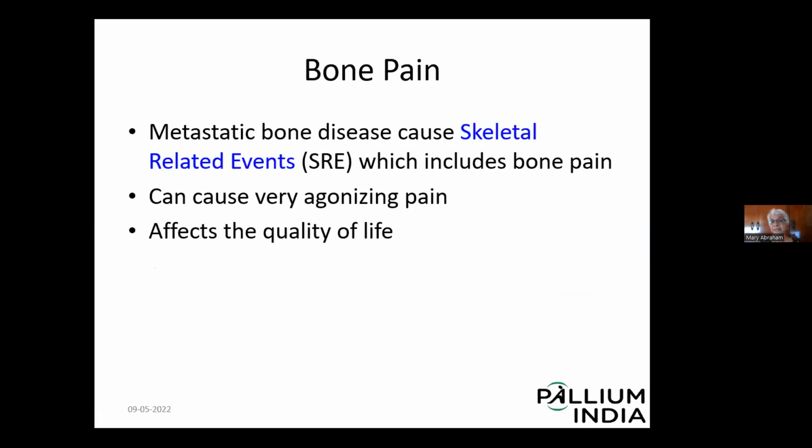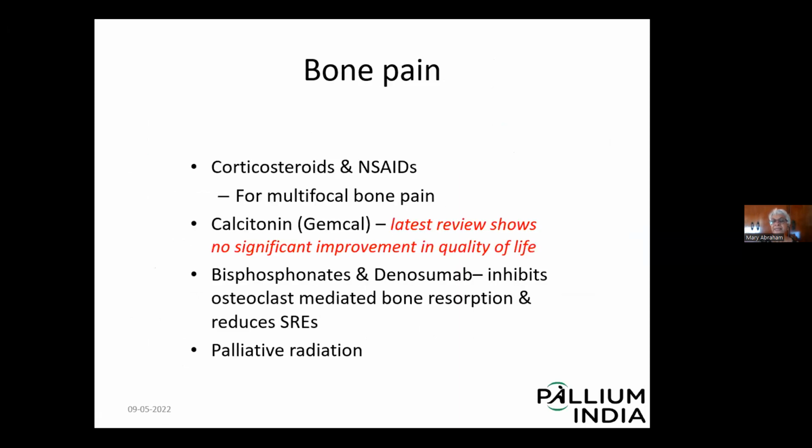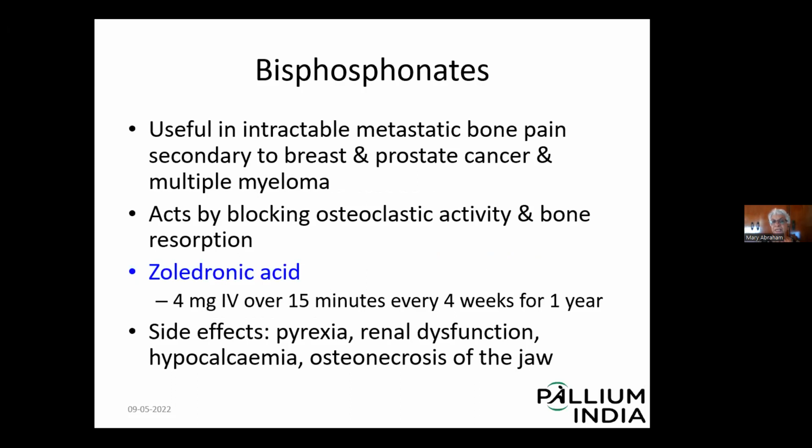For bone pain, it's used to treat the skeletal related events. They can be very agonizing. And the drugs used in treating the bone pain are corticosteroids, NSAIDs. Calcitonin has not been found to be that effective, but bisphosphonates, denosumab, and palliative radiation are also very effective. Bisphosphonates act by blocking the osteoclastic effect or the bone resorption. And the drug that is commonly used is zoledronic acid in a dose of 5 mg over 15 minutes every 4 weeks, up to 1 year.